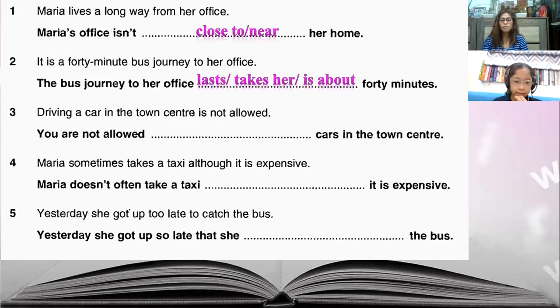Driving a car in a town center is not allowed. You are not allowed. You're not allowed to drive a car in the town center. Okay, to drive, not to driving, because this is not present continuous tense. To drive a car in the town center. Okay. Number four, very good, Lynn.